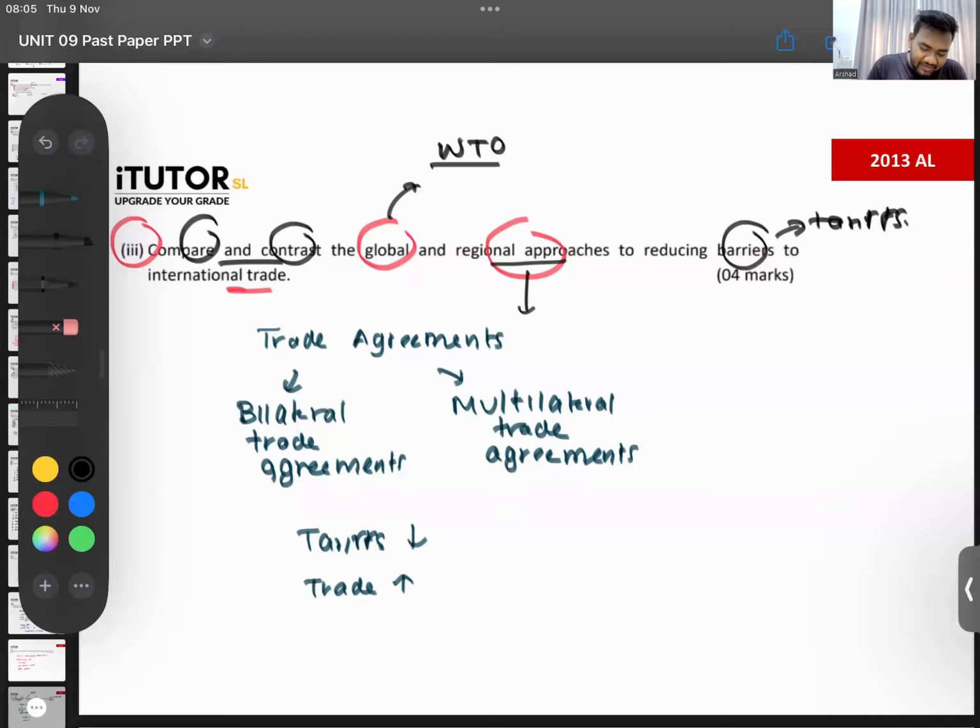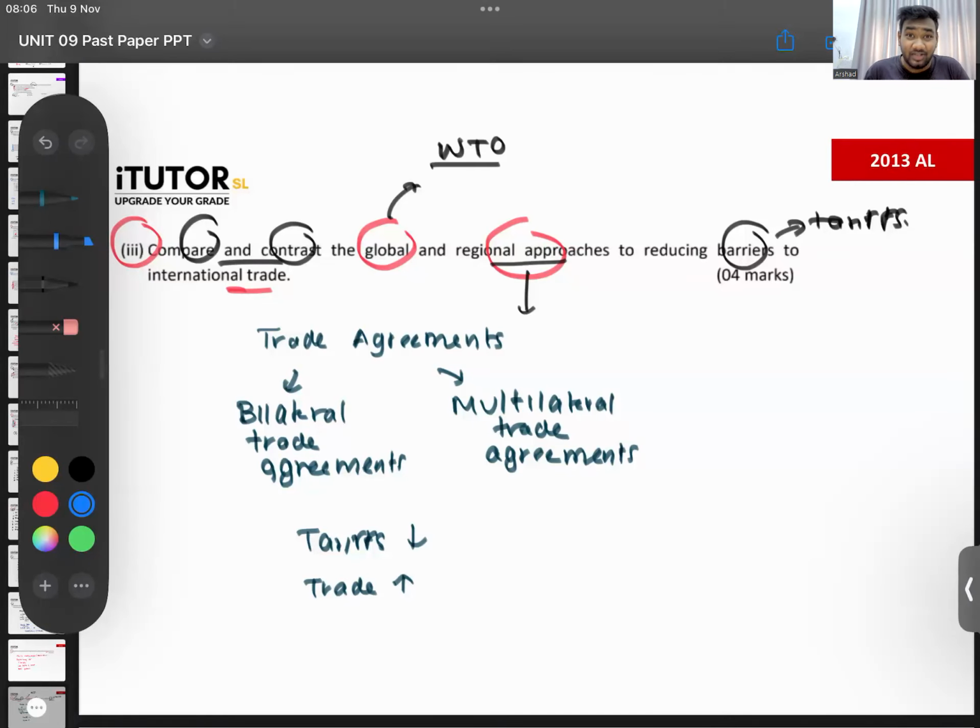Then the differences, Lamai, which one do you think is easier to maybe negotiate and get into? Is it a global level agreement or more like a regional level agreement with your neighboring countries or with your next door country? What is easier? More like a regional one, no?